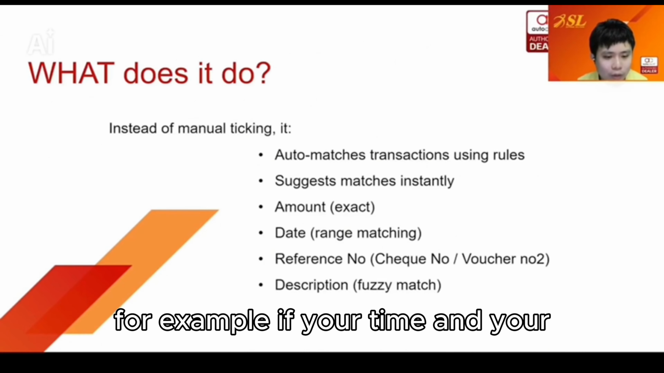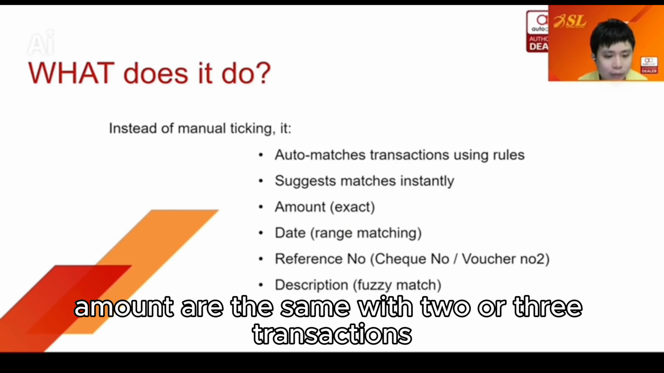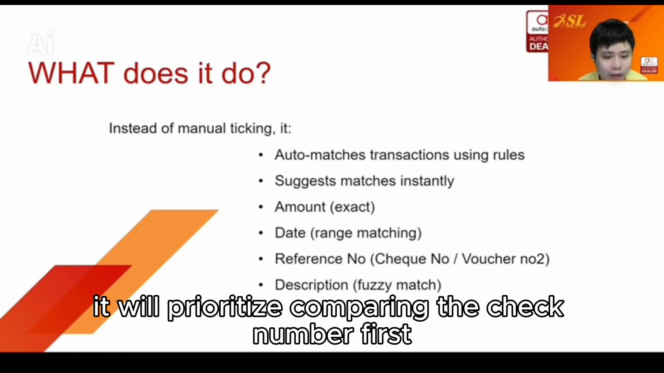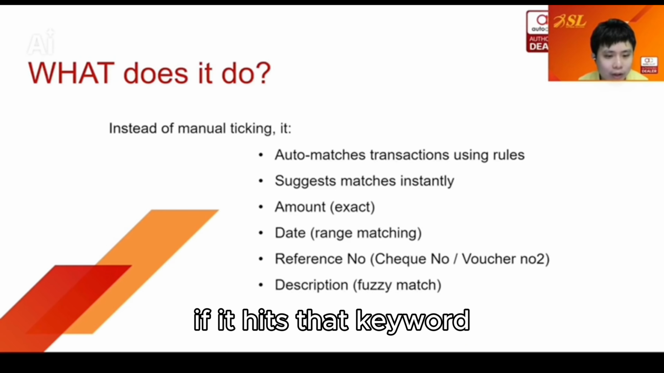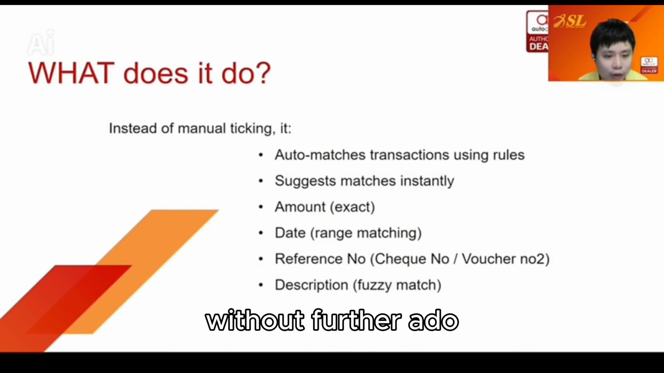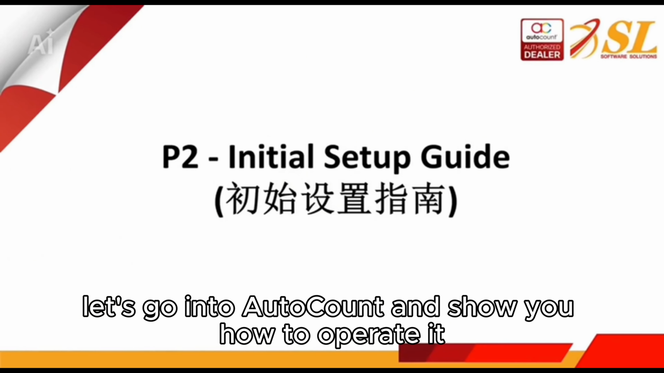For example, if your date and your amount are the same for 2 or 3 transactions, but one has a check number, it will prioritize comparing the check number first. If it hits that keyword, it will prioritize matching that transaction. Without further ado, let's go into AutoCount and show you how to operate it.